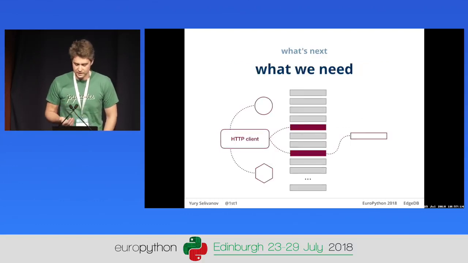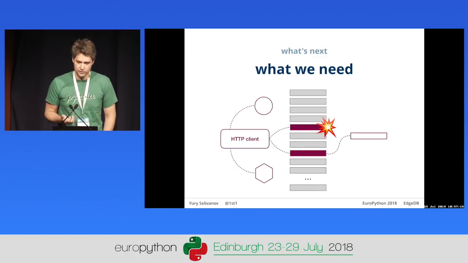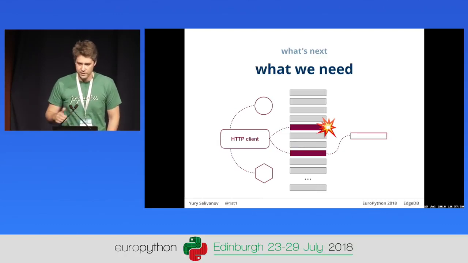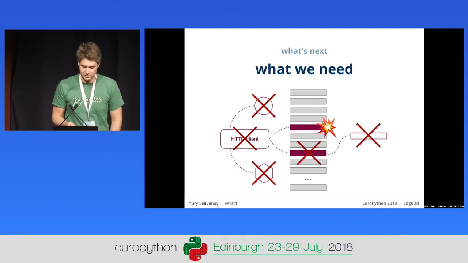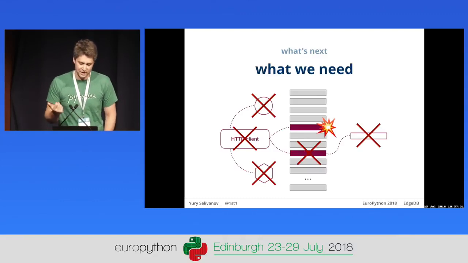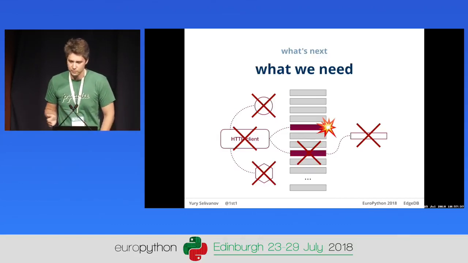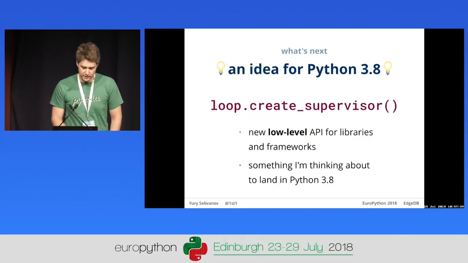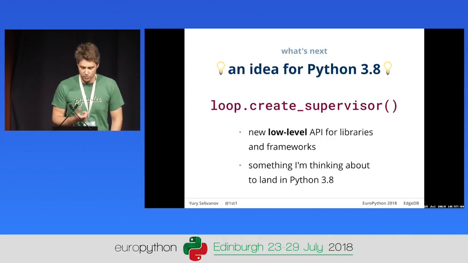So what we actually need is a way to handle those exceptions and callbacks or any other resources that the event loop allocated for us. So if something happens, asyncio itself should help us to close and deallocate those resources. So I have an idea for Python 3.8, and this is just an idea. I discussed it briefly with a few core developers, and I think we'll have something like that in asyncio 3.8. And that's a low-level API.